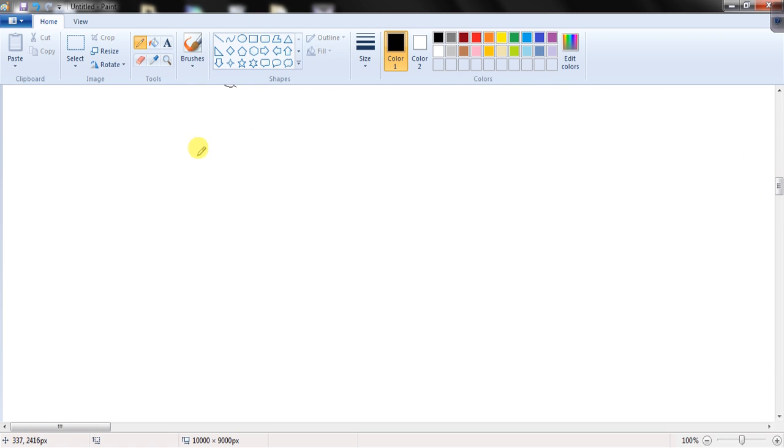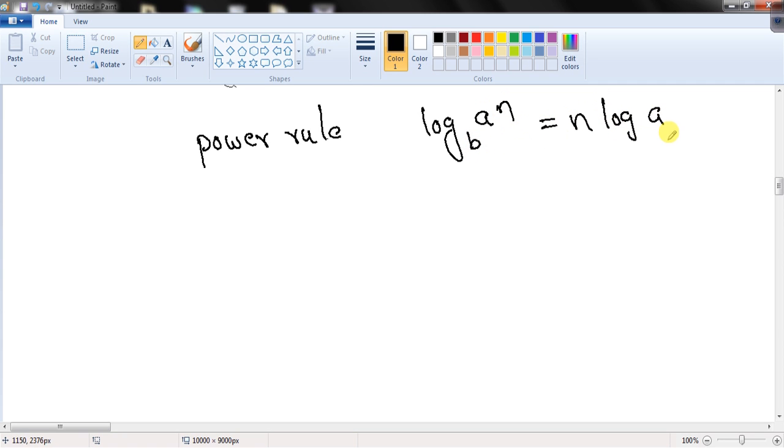The next rule is the power rule. The power rule says log a power n base b can be written as n into log a base b. The next rule is log b to the same base. If both the numbers are same, it is always 1.